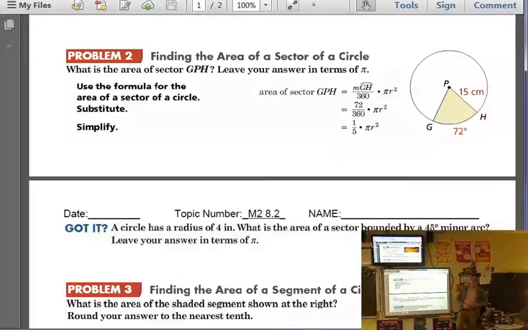Now, be careful also. They will sometimes ask you the complement question of not what's the area of sector GPH, but what's the area of what's left over. So be careful with what question is actually being asked.